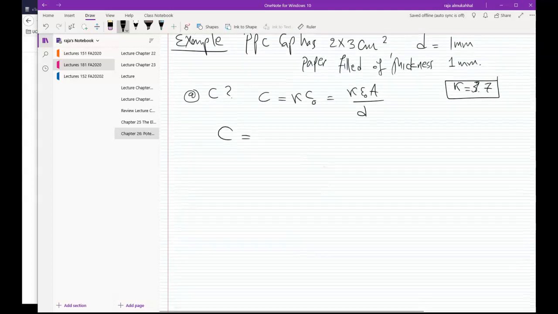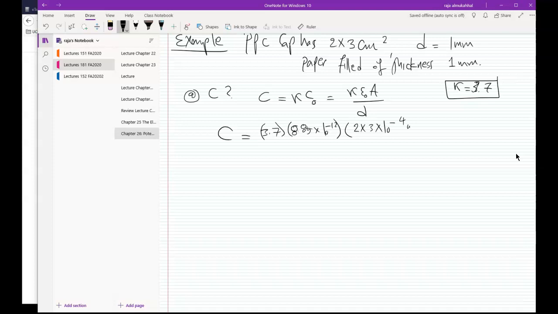And then we plug it in. So we have C is equal to 3.7 times 8.85 times 10 to the negative 12 times the area. Well, it's 2 times 3, so that's 2 times 3 times 10 to the negative 4 meters squared, right? Divided by the separation distance, which is 10 to the negative 3, 1 millimeter. And then you calculate that, so the answer you will get is 19.6 picofarad.